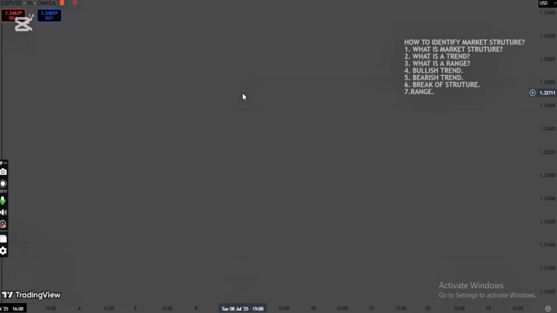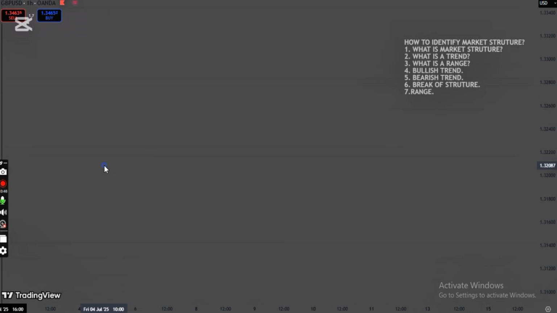So when the market is moving to the upside, for instance, it is creating higher highs and higher lows. Sorry about that, guys, I just wanted to see the down panel here so that I can find my tools. All right, so let's use the lines.